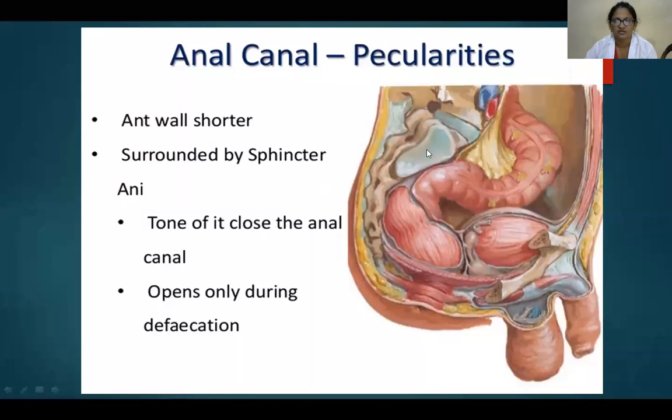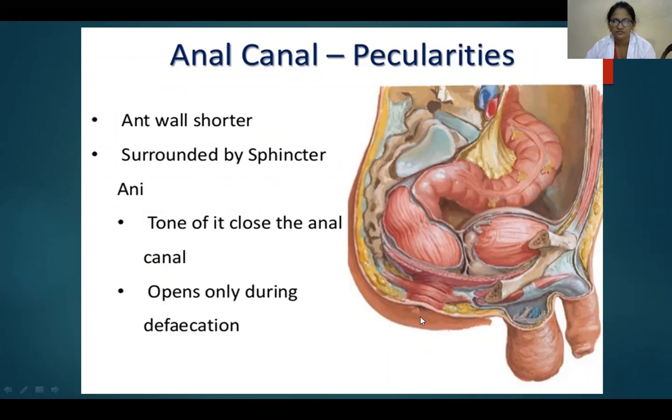Next, coming to the peculiarities of the anal canal. See, the anterior wall is shorter when compared with the posterior wall. This anal canal is surrounded by the sphincter ani muscle. The tone of it closes the anal canal. It opens only during defecation.